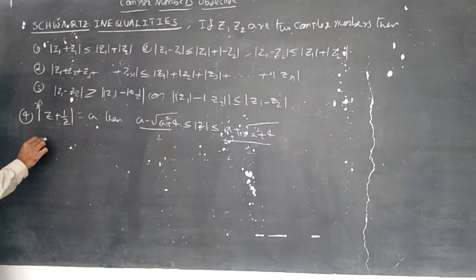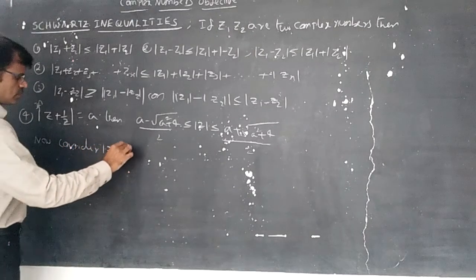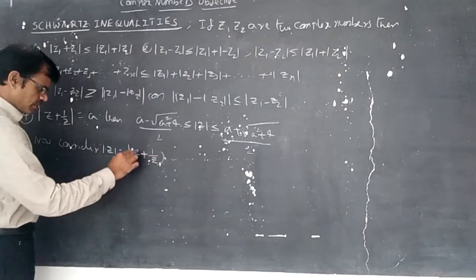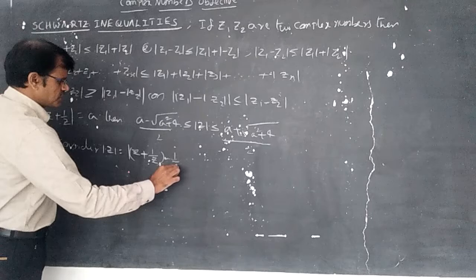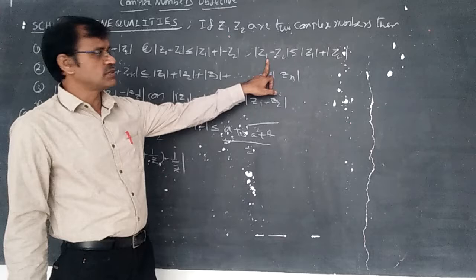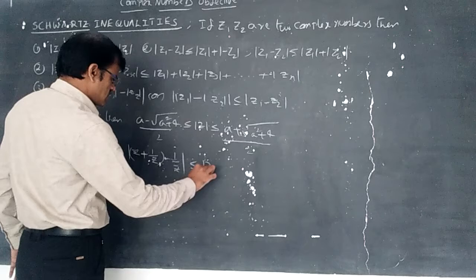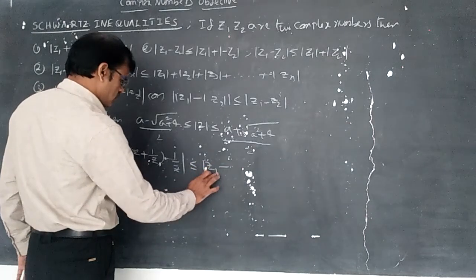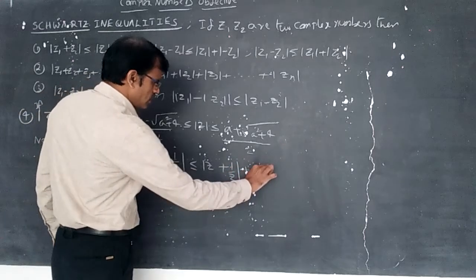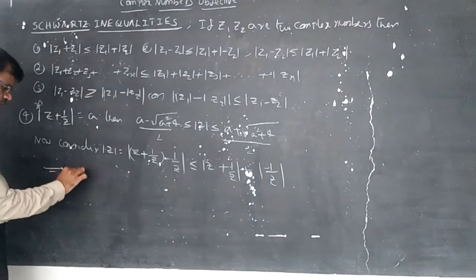Now consider modulus of Z. That is equal to, write like this, modulus of Z plus 1 by Z minus 1 by Z. Take this formula: modulus of Z1 minus Z2 is less than or equal to modulus of Z1 plus modulus of Z2. So this is less than or equal to modulus of Z plus 1 by Z plus modulus of minus 1 by Z. So we have considered here modulus Z.